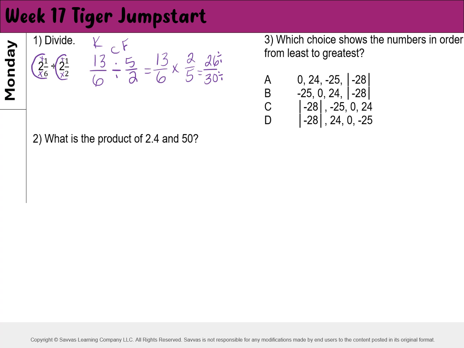You could simplify by dividing both by 2. So what times 2 is 26? 13. What times 2 is 30? 15. So my final answer would be 13/15.